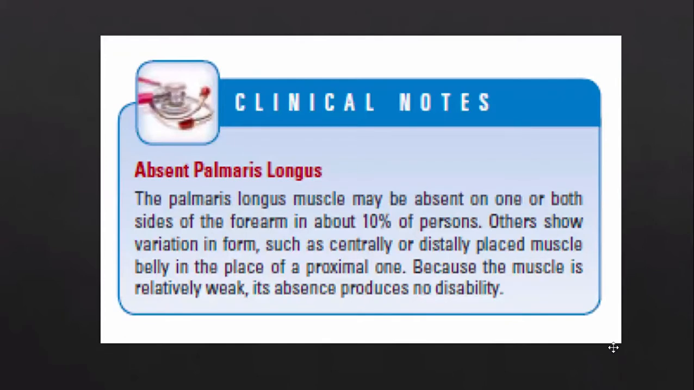For the clinical notes, absent palmaris longus. The palmaris longus muscle may be absent in one or both sides of the forearm in about 10% of persons. Because the muscle is relatively weak, its absence produces no disability.